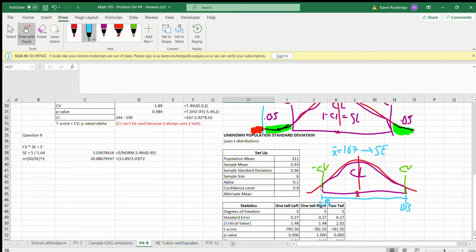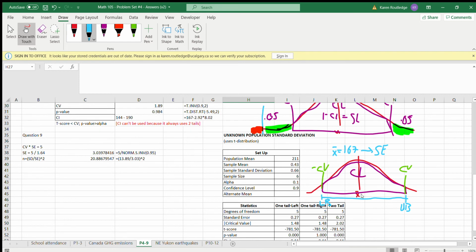Now the critical values were measured in standard error units. The confidence interval, in contrast, is a distance measure in original units. So whatever units the sample mean is in, in this case megatons CO2 per year, our confidence interval is also megatons CO2 per year. So that lower bound will be a number, and the upper bound will be a number, again, in original units.